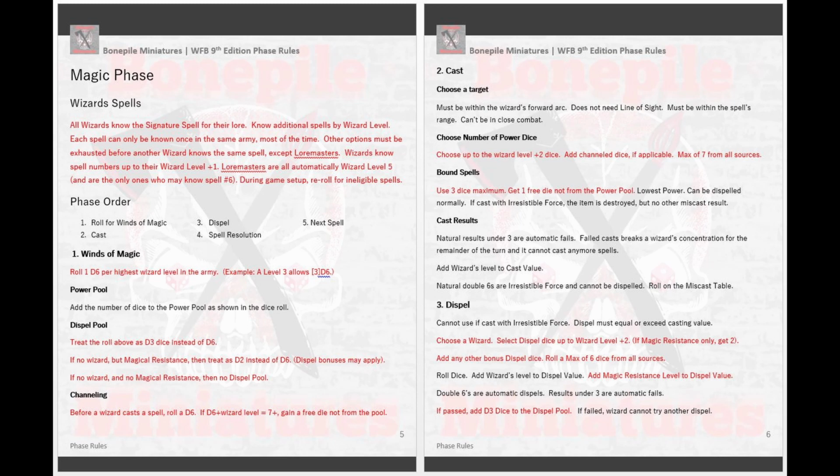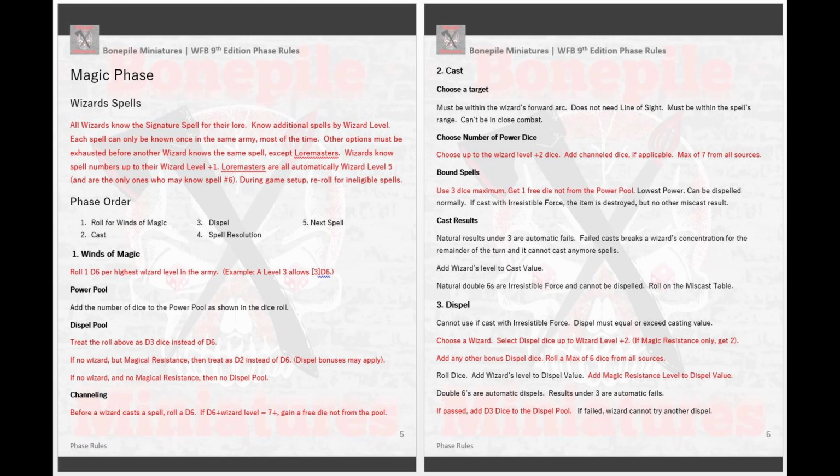So you and your opponent could agree at the beginning of a game to a points level for the game to determine the size of army, and you could also even agree to the highest wizard level in the game, and that would control how much magic would be in the game. Or you don't have to, you could leave it open-ended. But the whole point is that the size of the winds of magic is controlled by the highest wizard level that you bring to the game.